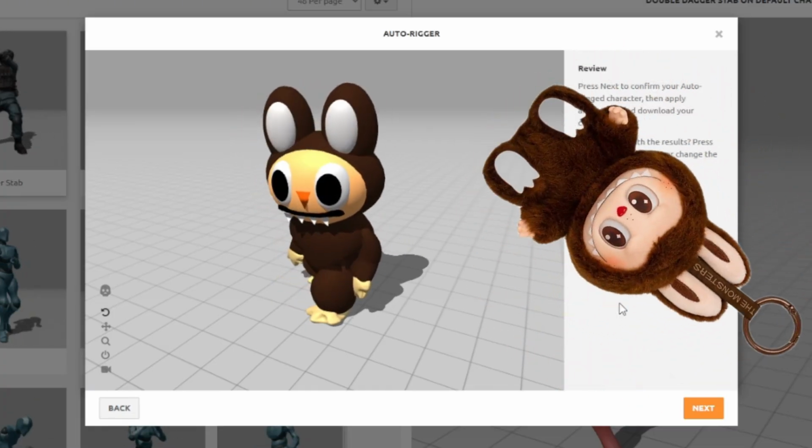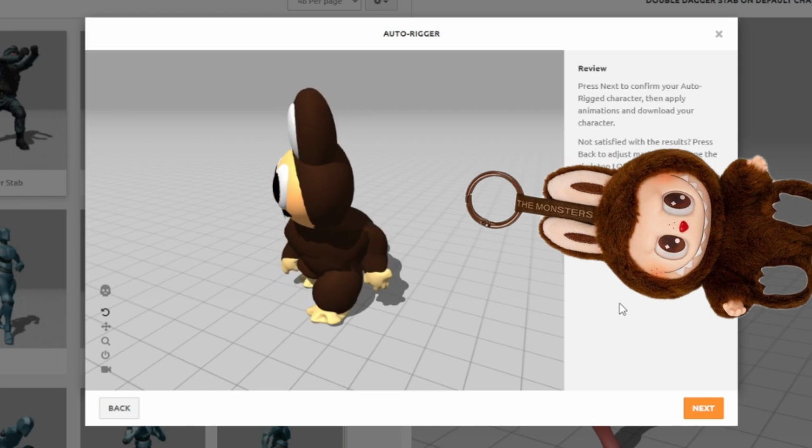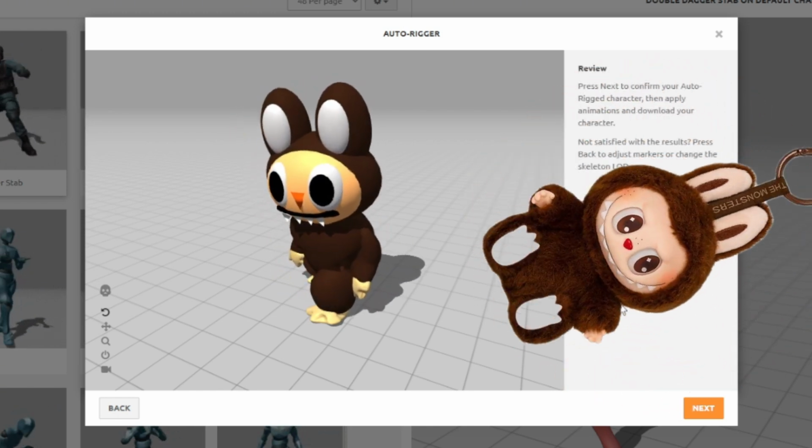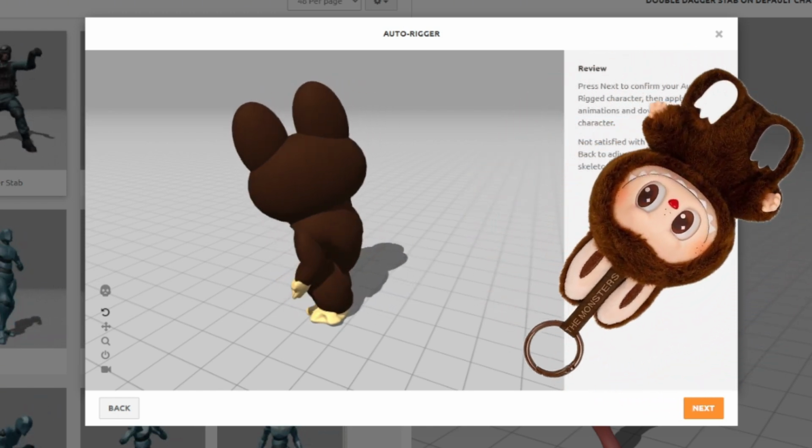Labubu, labu labu, labubu, labubu, labu labu.